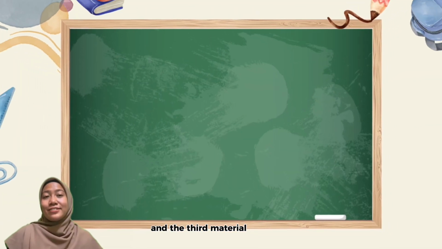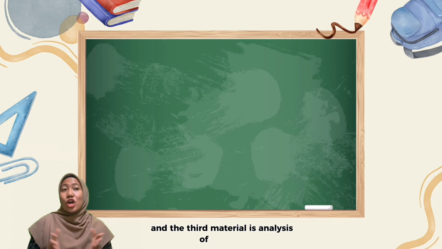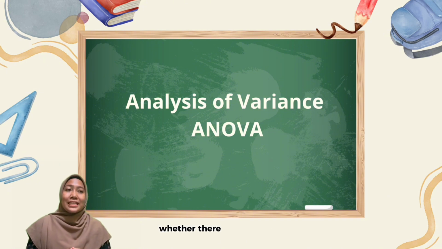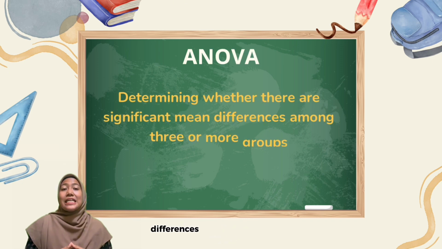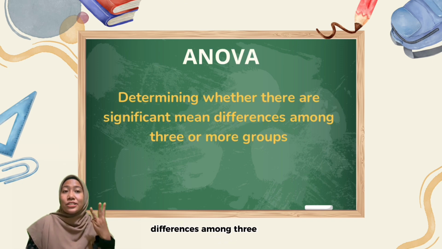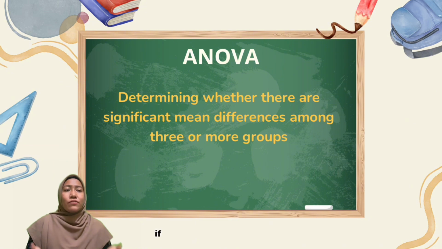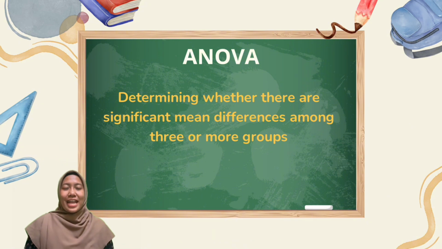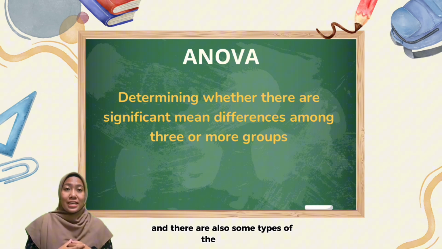And the third material is analysis of variance, or what we know as ANOVA. ANOVA is used to determine whether there are significant mean differences among three or more groups. If the overall test is significant, researchers conduct post hoc tests to identify which groups differ. And there are also some types of ANOVA.